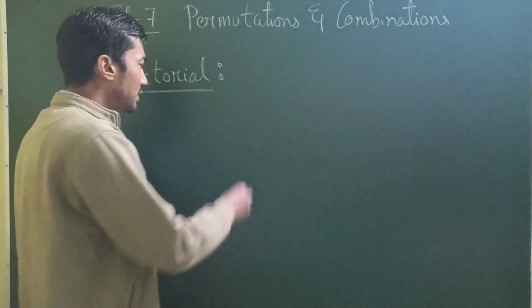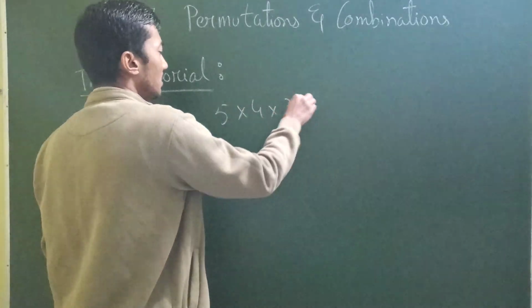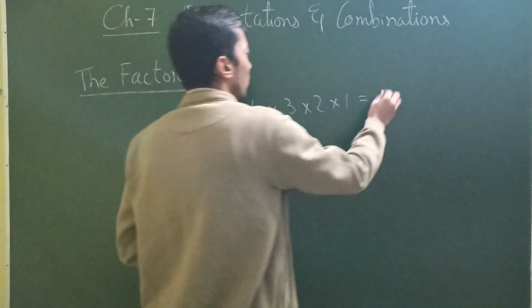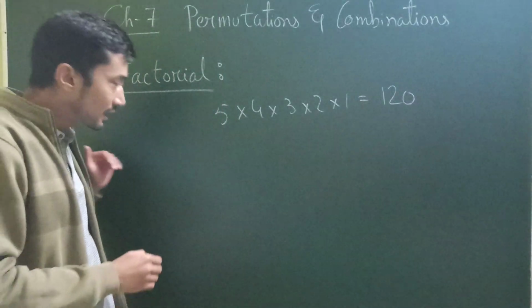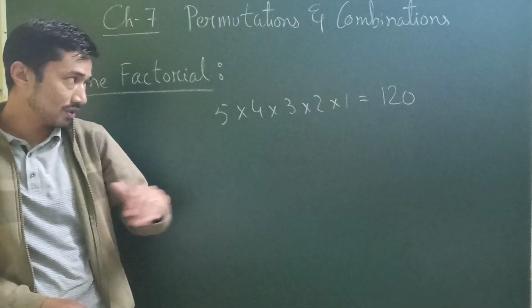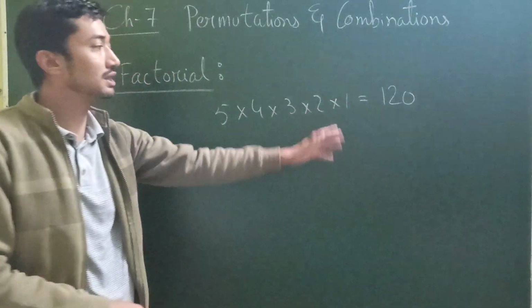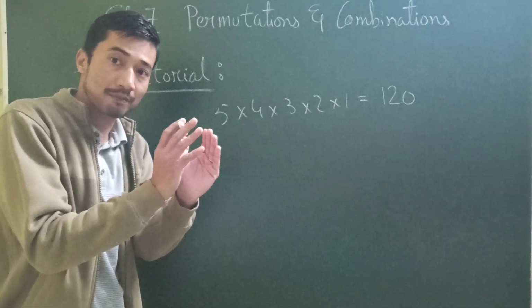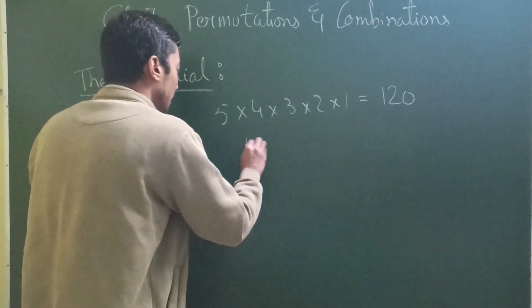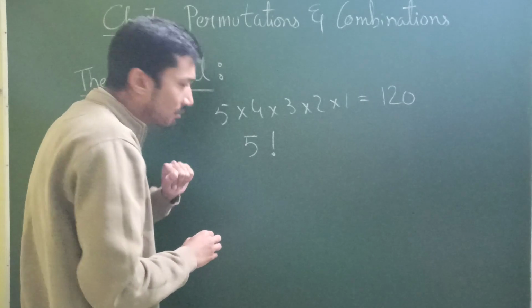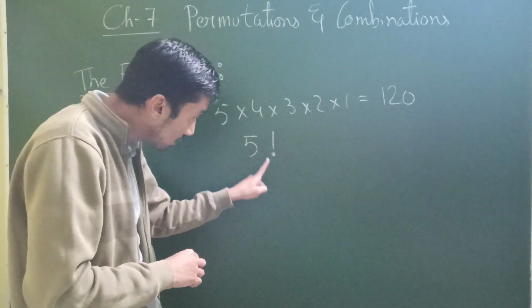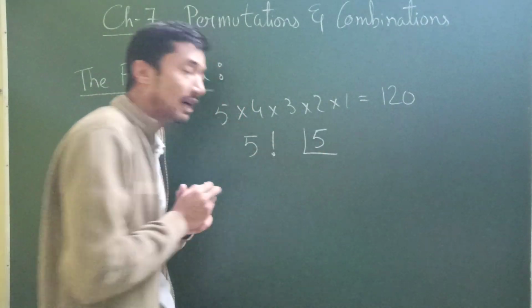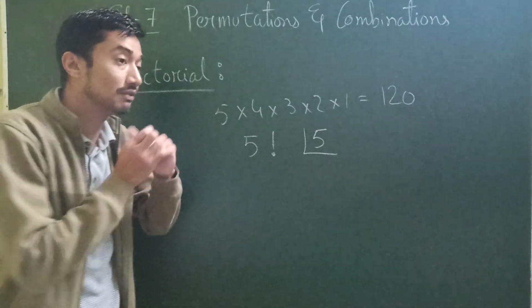Now, when we write a number expansion, let's say 5 into 4 into 3 into 2 into 1. How much is this going to be? 5, 4 is 20, 20 threes are 60, 120. So this is a continued product of 5, 4, 3, 2, 1, a continued product of 5 along its natural numbers. This can also be written in a more compact form, by this notation, an exclamation mark after 5, and this notation is called the factorial, 5 factorial. It is also written in this form in some books, and this is what the factorial notation is all about.